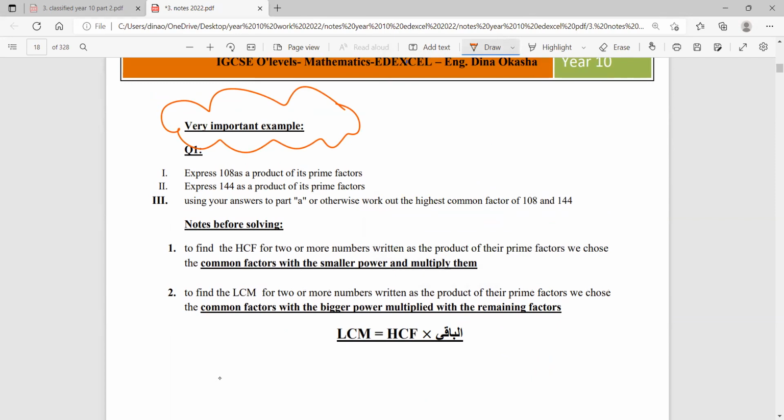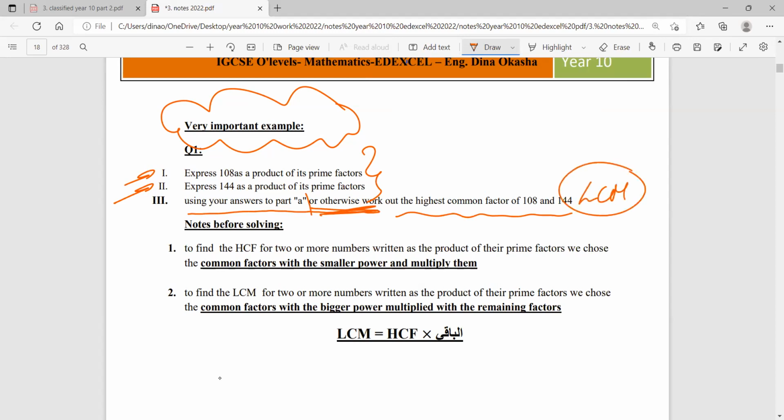Now there's the question. It says express 108 as a product of its prime factors, and express 144 as a product of its prime factors. Using your answers to part A, or otherwise, work out the HCF, and we will add the LCM as well. After this example we will move on to classified.